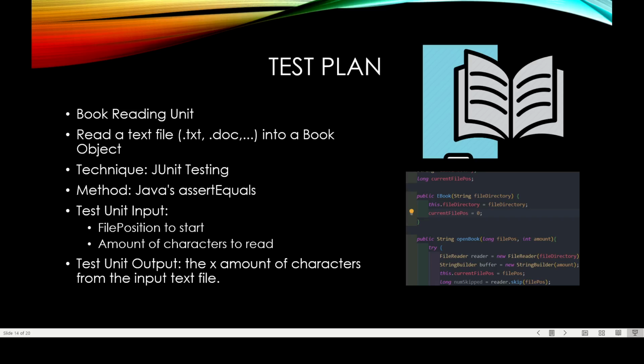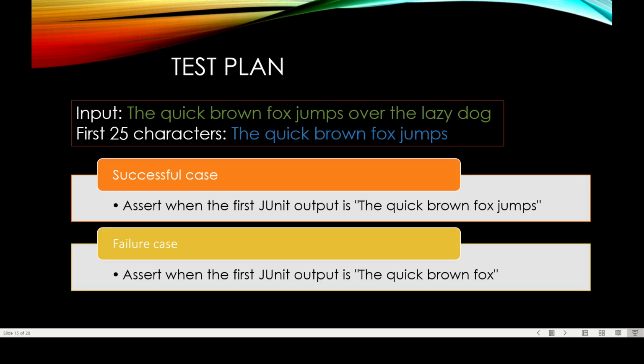OpenBook is going to be tested using Java's JUnit testing class, specifically its assertEquals method, to see if it can successfully read the first 25 characters from an input file. The content of the input text file used in our unit testing plan is "the quick brown fox jumps over the lazy dog," wherein the first 25 characters, including white spaces, are "the quick brown fox jumps."